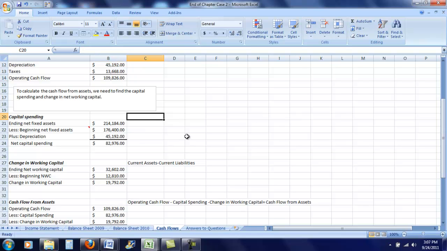The formula for capital spending is ending net fixed assets, in this problem that will be 2010, minus beginning net fixed assets, which will actually be 2009's ending balance, plus depreciation, equals capital spending, net capital spending.